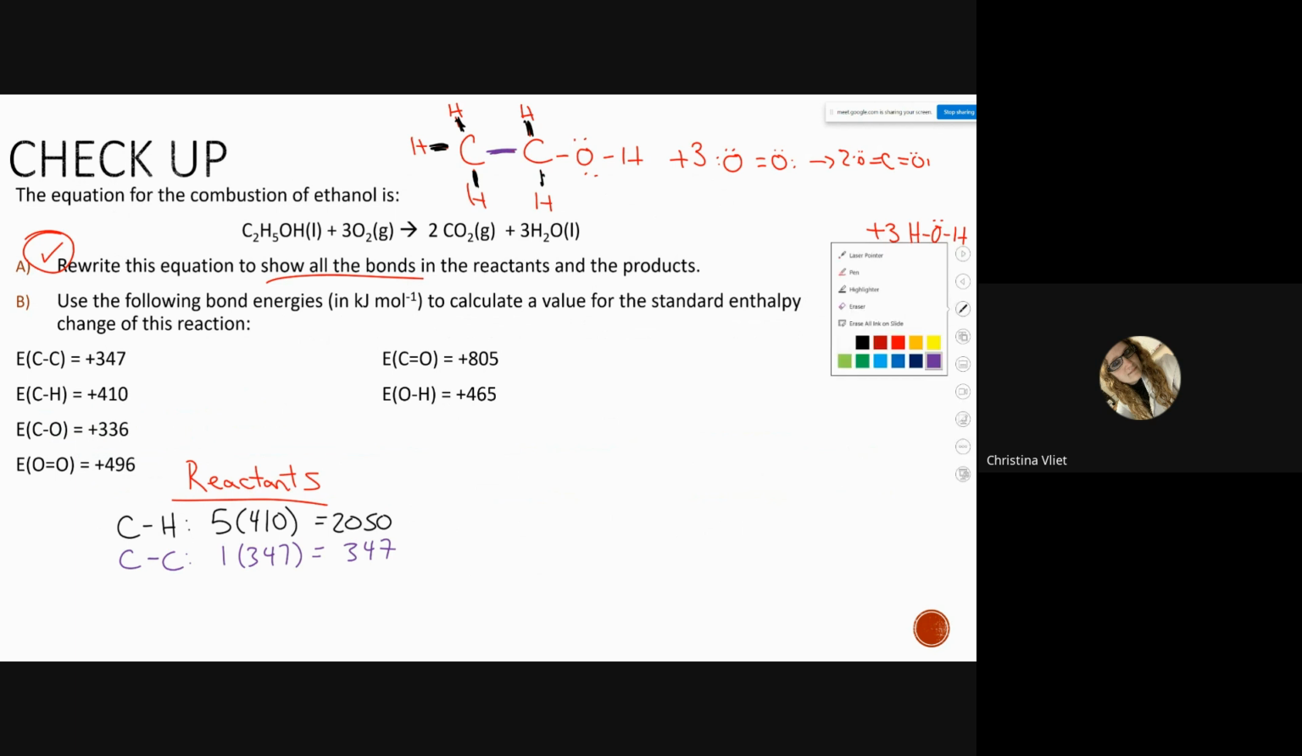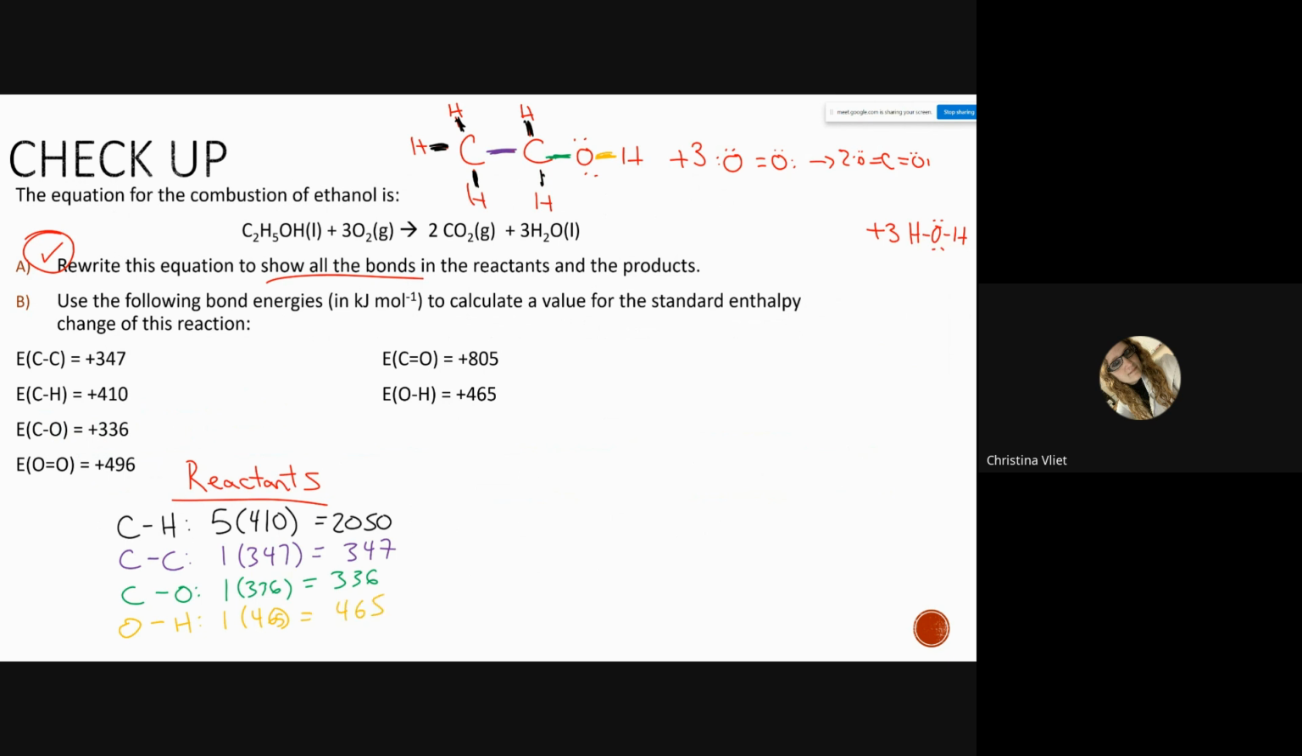Pick a different color. So let's do green. CO. C single bond O. Do I see that there? Yes. 336. How many do I have? 1. 1 times 336 is 336. What else do I have on my reactant side? OH. I'm going to do that in orange. What's the number for OH? 465. OH. 1 times 465 equals 465.